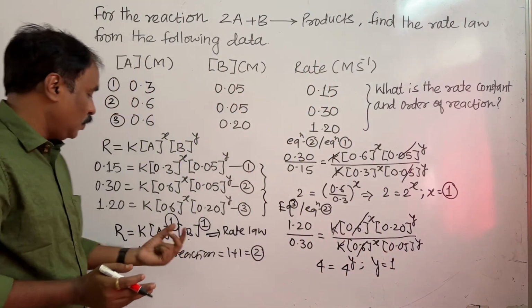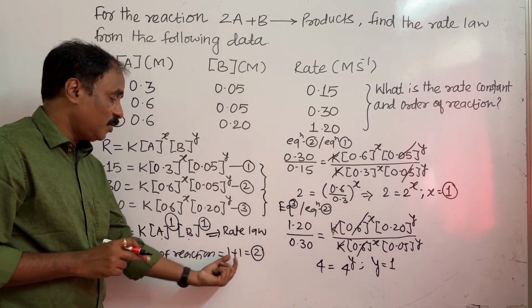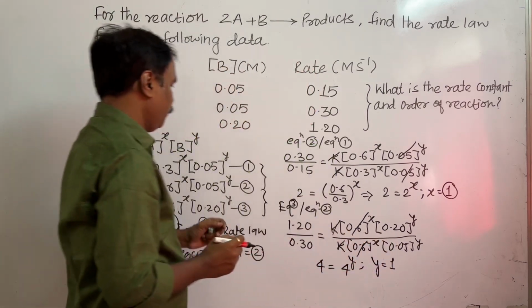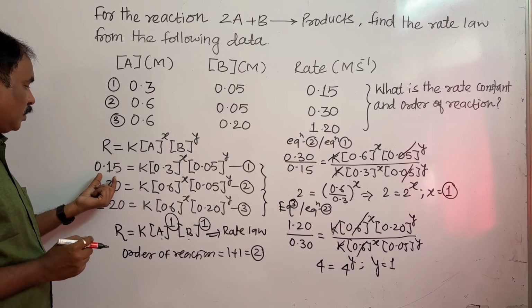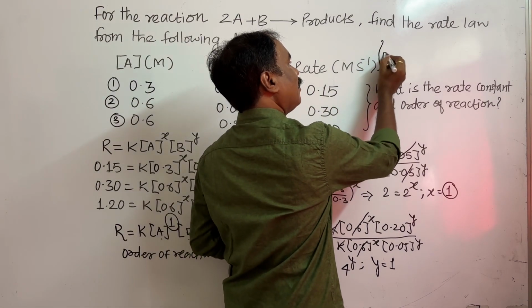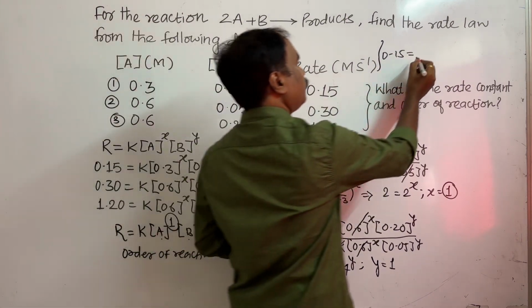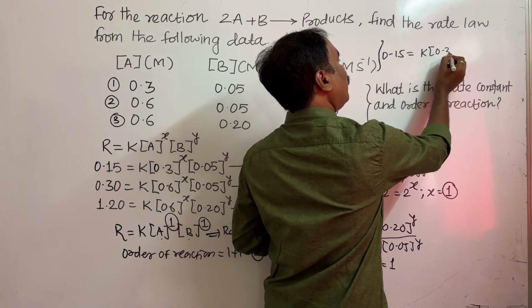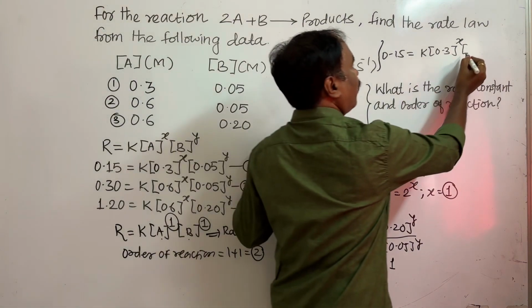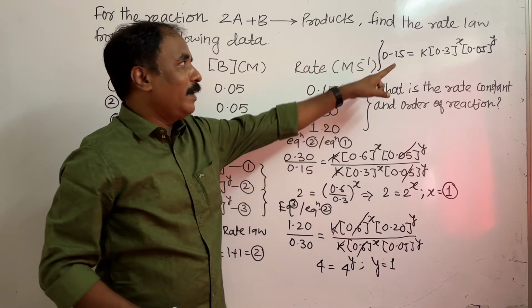First order with respect to A. First order with respect to B. But what is the overall order of reaction? 1 plus 1, 2. Now what is the rate constant? We know that you can take any equation here. I will take this 0.15 is equal to K into 0.3 to the power x and 0.05 to the power y. Here we have to find K.